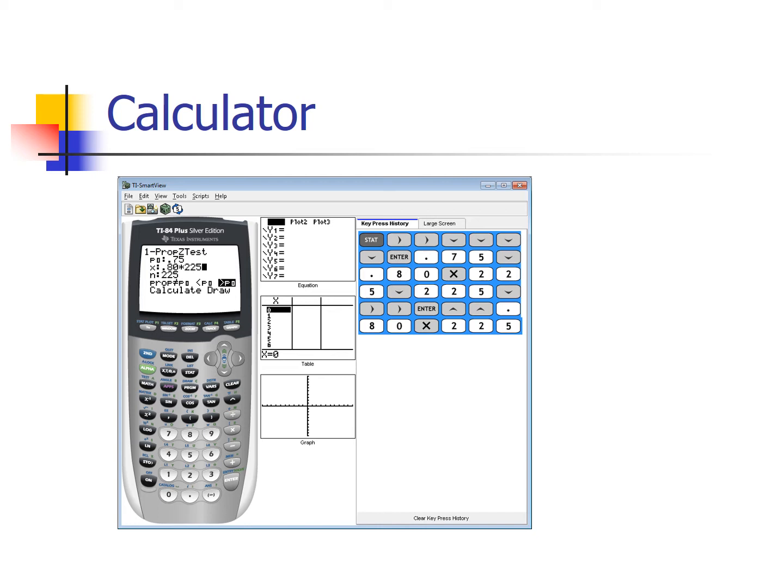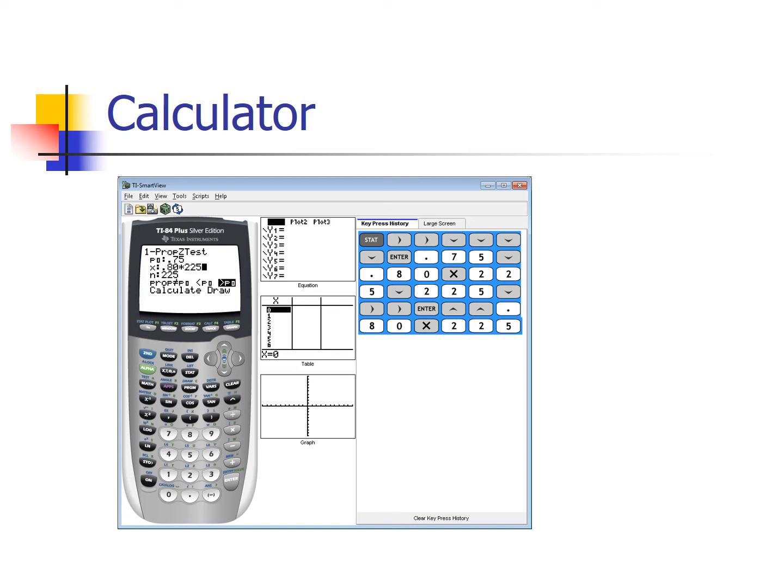We know that he made 80% of his shots, and we know that he took 225 shots. So all we need to do is figure out what's 80% of 225. To do that mathematically, we just do 0.80 times 225. We can actually do that within the one prop z-test menu. So notice on the X line, I've written in 0.80 times 225. When you hit enter, or when you push the down key to go to the sample size, that will change to 180, which is 80% of 225.